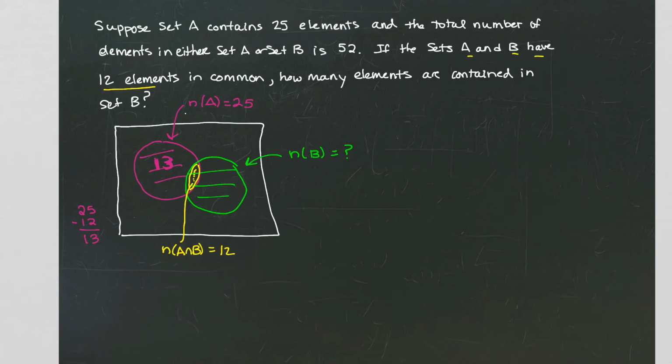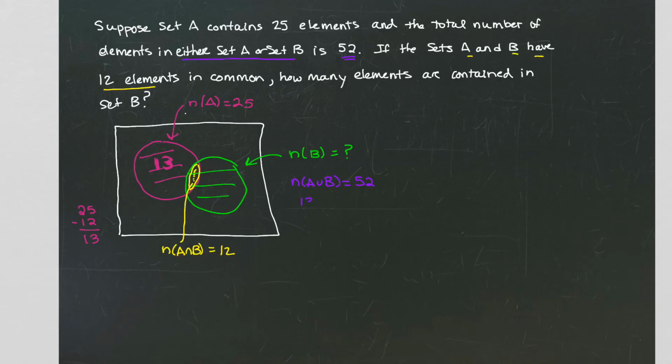There's one last bit of information that we're going to use. That last bit is the fact that in either A or B, the number of elements is 52. That tells me that in the union of A and B, my number of elements is 52, which means that if I added up all of the values in the pink, yellow, and green parts, I would get 52.